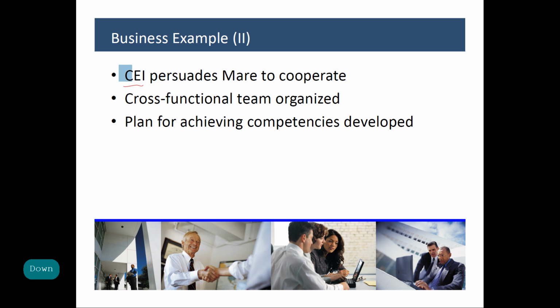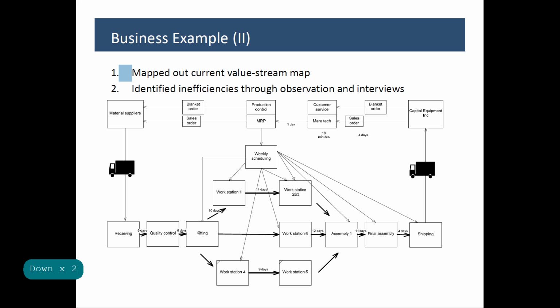So what did the company do? They persuaded the supplier to collaborate in such a supply chain mapping project together. They created a cross-functional team and then planned for the competencies that they wanted to develop together. They mapped then in the next stage the value stream map and identified inefficiencies through observations and interviews. So here you have the Capital Equipment Incorporated company, and somewhere, but not mentioned directly, yeah, there it is. And here is the supplier Mare Technologies.